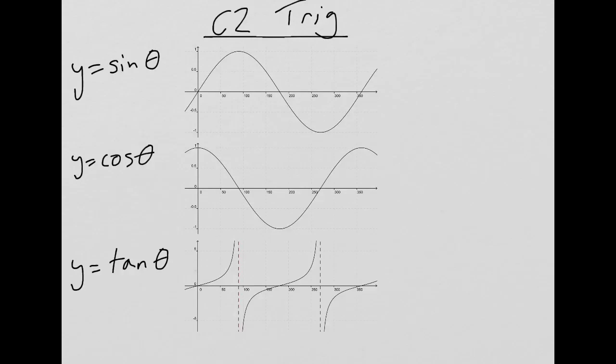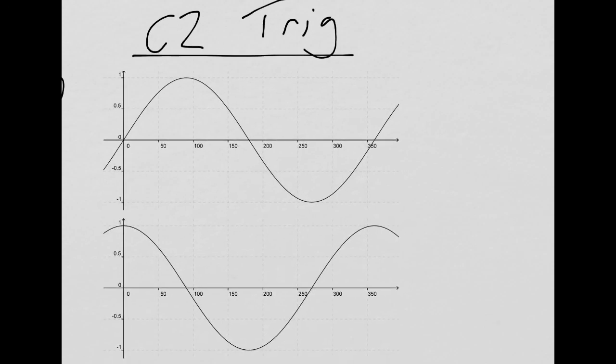Okay, so this is the lesson on Core 2 trigonometry. This is just going to be a revision lesson, so mainly going to be tackling past paper questions, just going through some of the techniques. Right, so we've got sine theta, cosine theta, and tan theta.